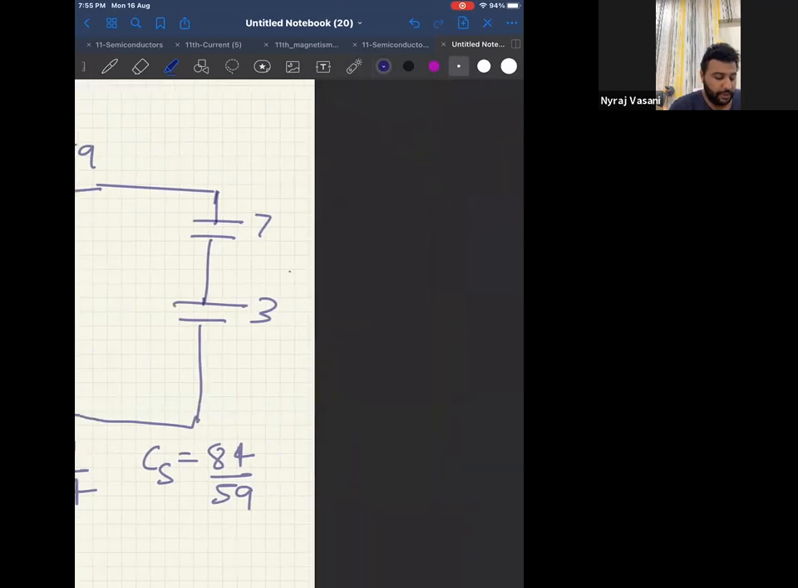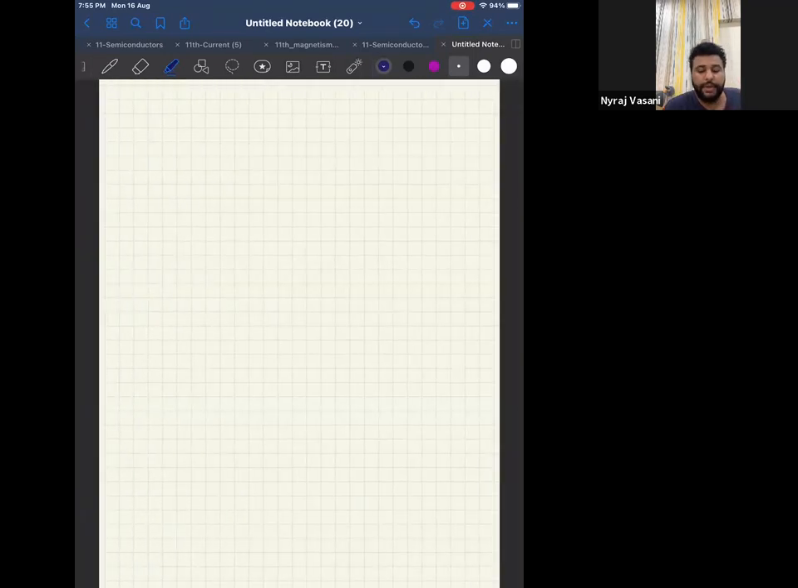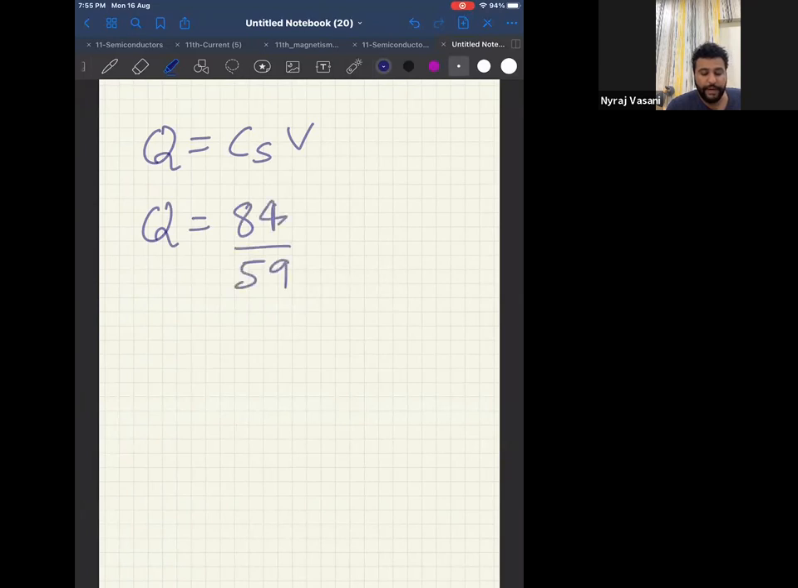Correct? Now tell me what is the total charge on each capacitor. Look at the screen. Since all are in series, the total charge on each capacitor is CS into V. What is CS? CS is 84 by 59 into the voltage of the source, 59. Therefore, the total charge will be 84 microcoulomb. I got the total charge on each capacitance as 84 microcoulomb.